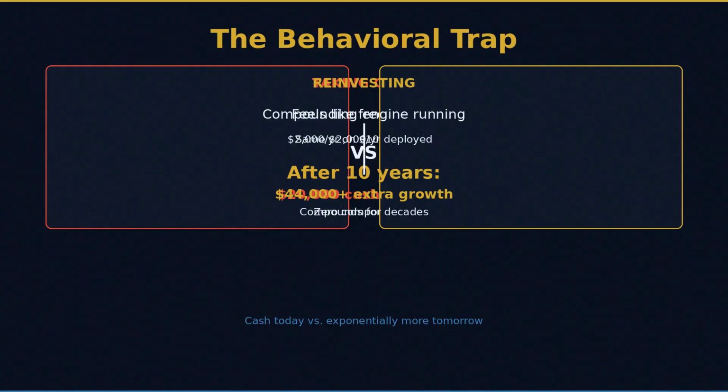A $100,000 portfolio yielding 2% generates $2,000 in dividends each year. Reinvested over 10 years at 7% total return, that's over $44,000 in additional growth. Taken as cash, it's exactly $20,000. You've kept the cash and lost the compounding on every dollar you took out.